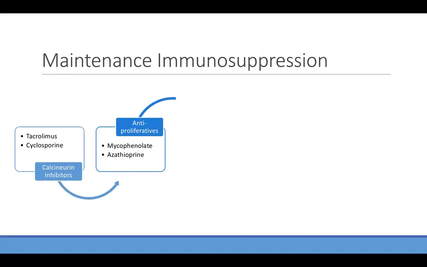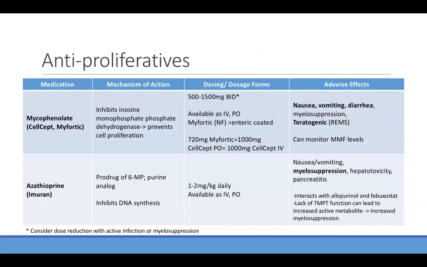Moving on to our anti-proliferatives, there's mycophenolate and azathioprine. Mycophenolate is what we use more commonly now. Azathioprine has really fallen out of favor because it has very severe myelosuppression as well as higher rates of rejection. So mycophenolate, like I said, is really preferred, and it inhibits inosine monophosphate dehydrogenase, so it prevents cell proliferation. So that's why it's an anti-proliferative.